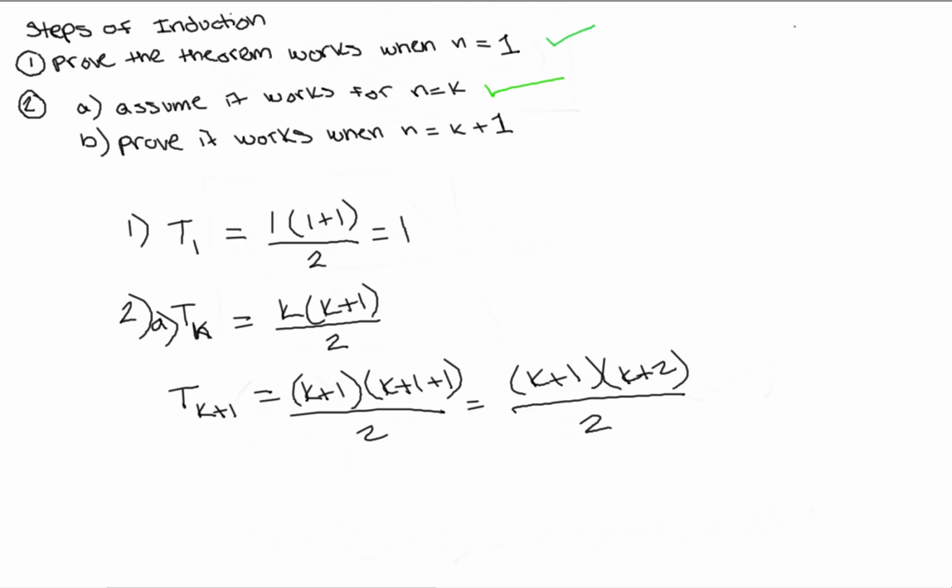Okay? The next thing we have to show is that, well, we can assume that the next row in the triangular numbers will have k plus 1 more dots than the previous row. So tk plus 1 is also equal to tk plus k plus 1. So that means that it's equal to k into k plus 1 divided by 2 plus the extra dots, or k plus 1.